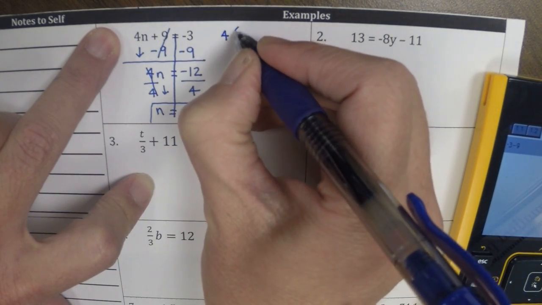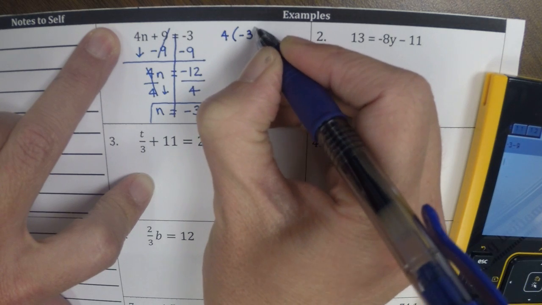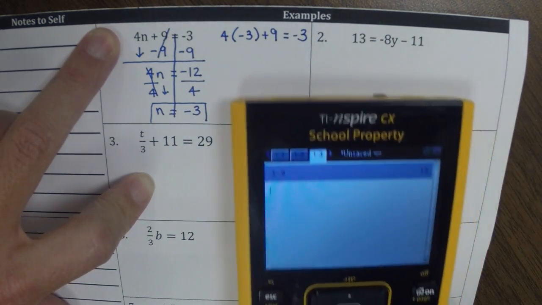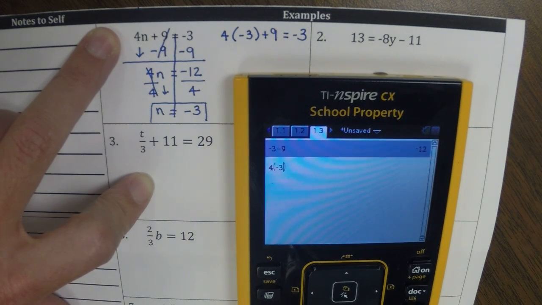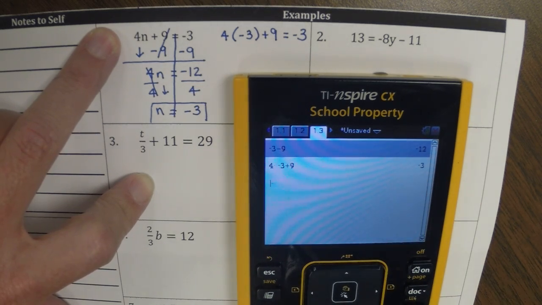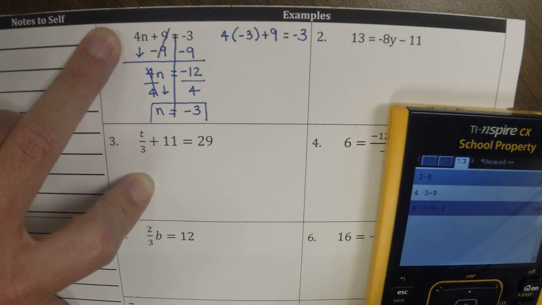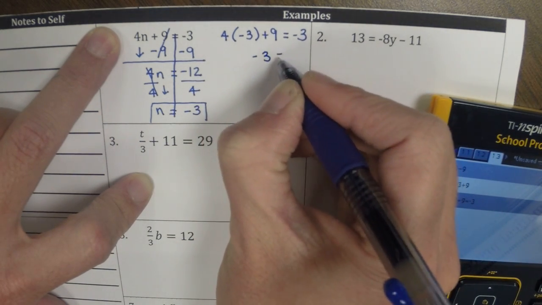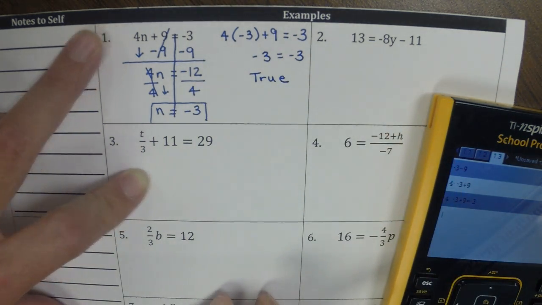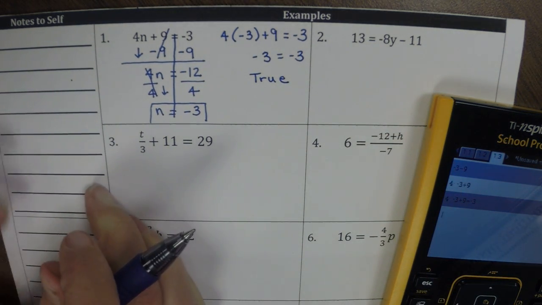So if I put 4 times n, well, that was negative 3, and I put plus 9, it should equal negative 3. So if I type that in, 4 parentheses negative 3 close plus 9, it comes out to negative 3. Or if I type the whole thing in, 4 parentheses negative 3 close plus 9, and then I press equals negative 3, it should say true. Okay? So you could either get that negative 3 equals negative 3, or if you put it in, it should say true.